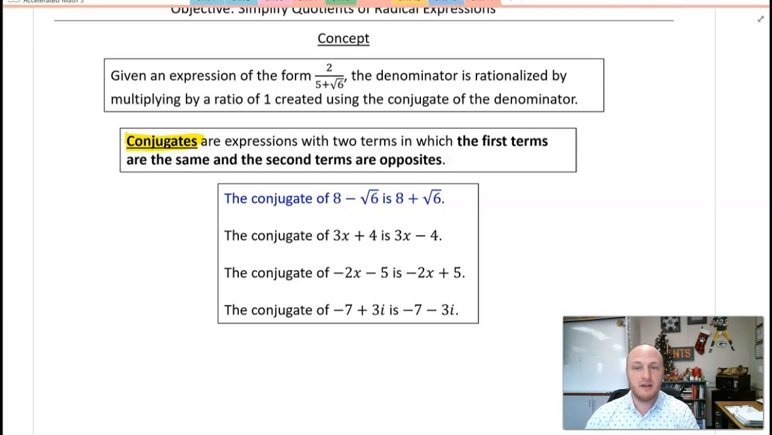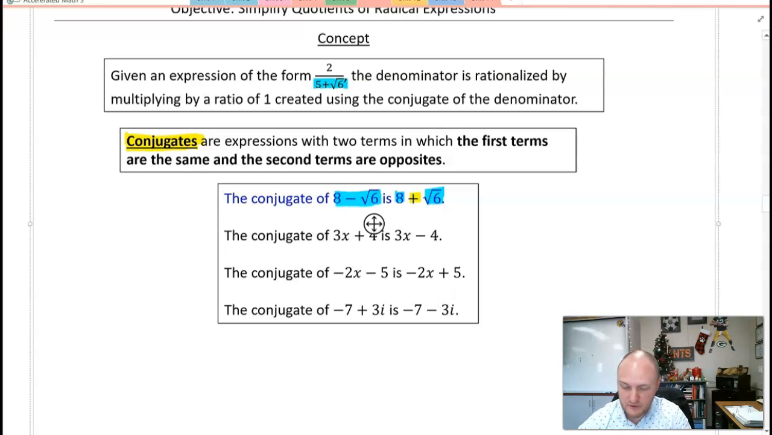Well, conjugates are expressions with 2 terms in which the first terms are the same, but the second terms are opposite. And so what you're going to do is look at this denominator. How do I rationalize this denominator? Well, you're going to multiply by the conjugate in a ratio of 1. So what would be the conjugate of 8 minus square root of 6? Well, again, it's the same 2 terms, 8 and square root of 6, except the sign changes. Instead of a minus, it's a plus.